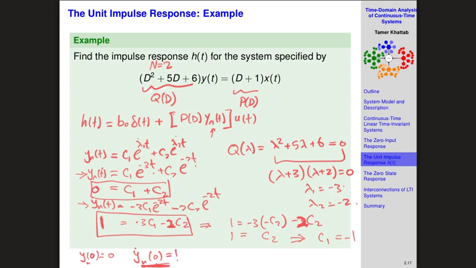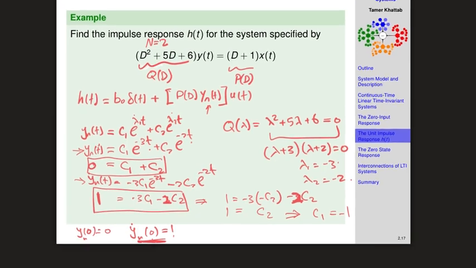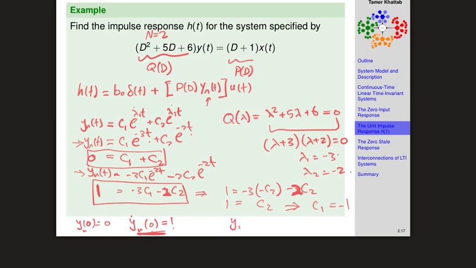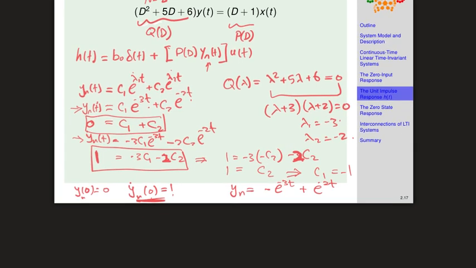Okay? Plug that into the equation, so you have yn equals minus e to the minus 3t plus e to the minus 2t. Okay. Now, from this, we still need to take this and plug it into the expression here, right?